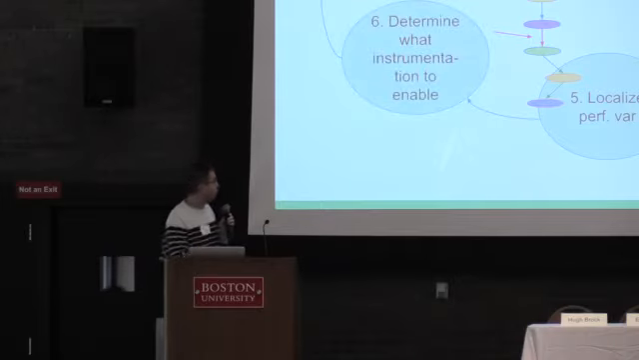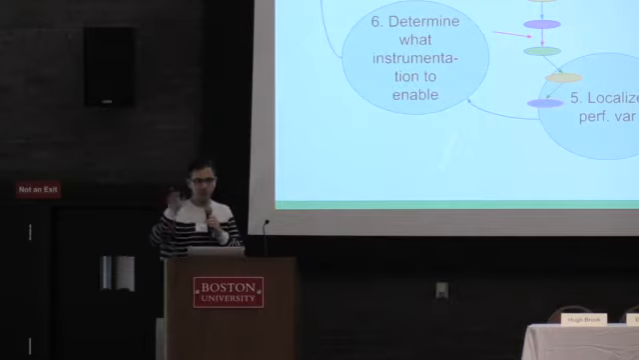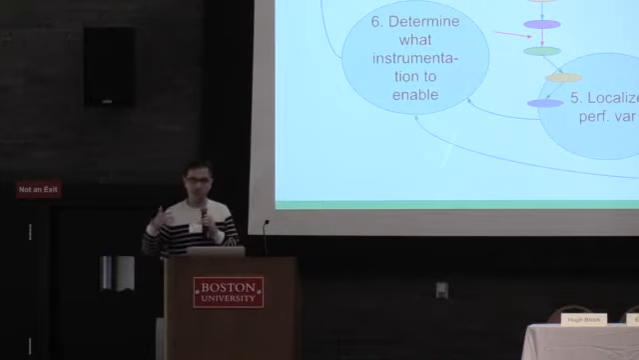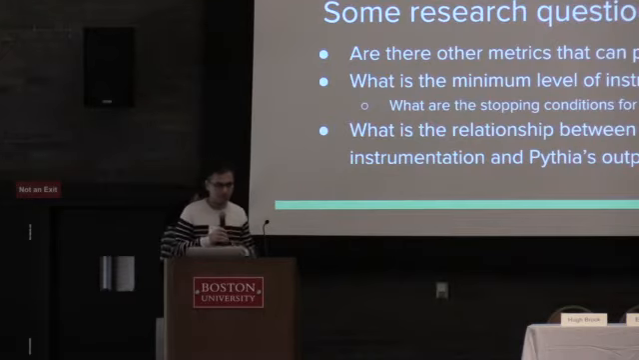After which we can determine what instrumentation to enable by looking at what is the extra instrumentation that we can enable on that edge. So I talked about performance variation now, but another way to localize where to add traces could be consistently slow groups. So we may just want to find out where our time is being spent for each request.